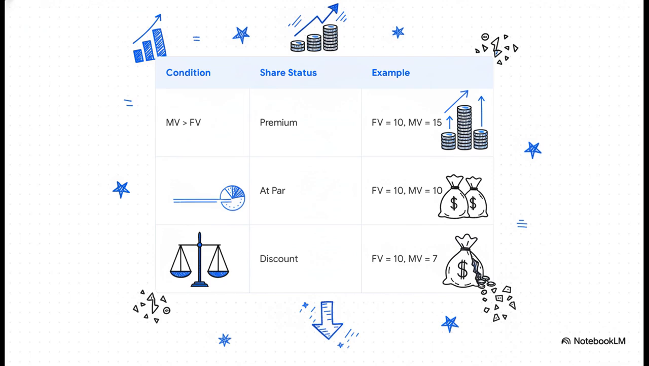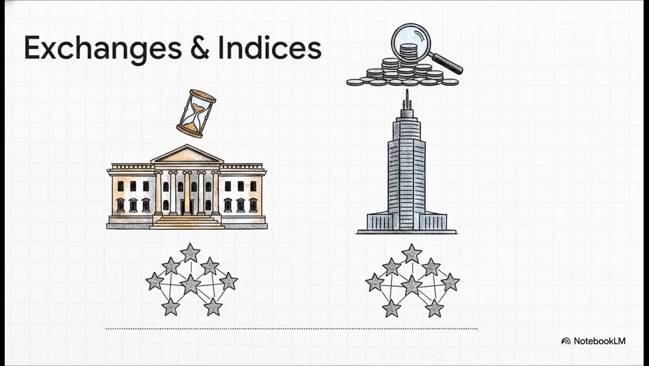But what if a company is struggling? If that live price drops below the printed value, say it's trading at 7 rupees against a face value of 10, then the share is trading at a discount. You might be wondering, where does all this exciting trading even happen? Here in India, it's primarily on two major exchanges. First, the BSE, or Bombay Stock Exchange, which proudly holds the title of the oldest stock exchange in all of Asia. Then we have the NSE, or National Stock Exchange, which happens to be India's largest.